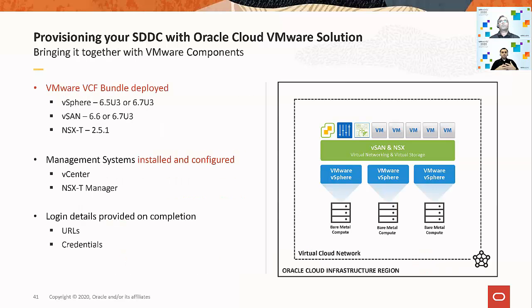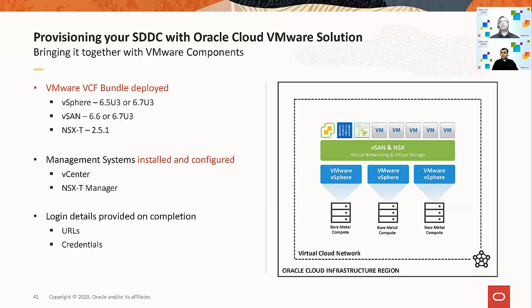The next thing that happens is we choose what networks you want to use and what versions you want to use. The networks get deployed. The routing and the security policies get deployed. The next thing is that the VCF bundle gets deployed on the ESXi servers. Depending on what version you choose, we have 6.5 update 3 or 6.7 update 3 available. You get vSAN 6.6 or 6.7 and NSX-T 2.5.1. The provisioning service will install each of these components on your hosts.